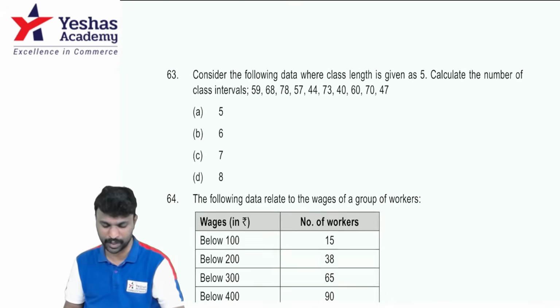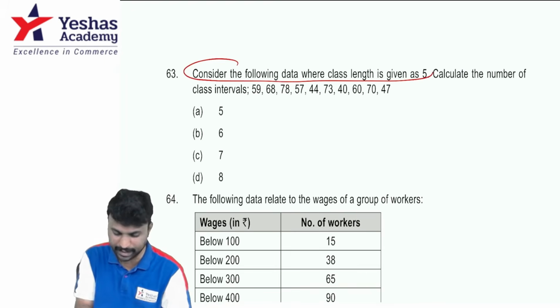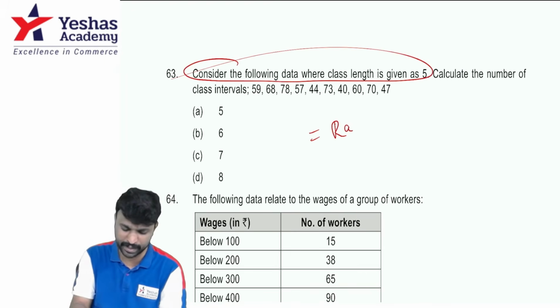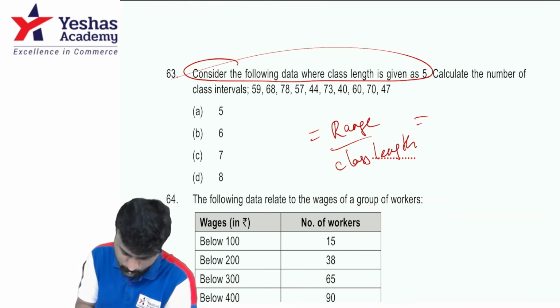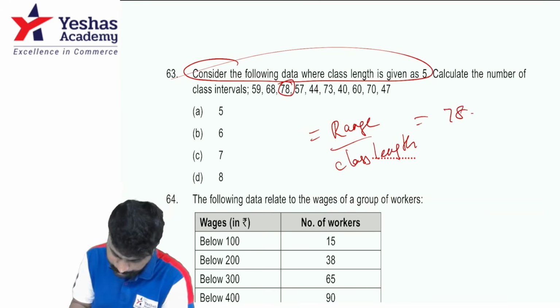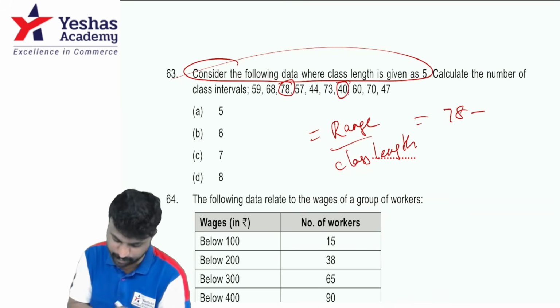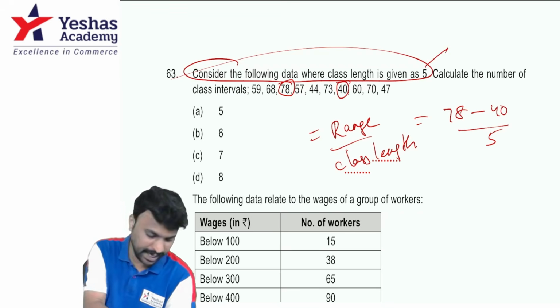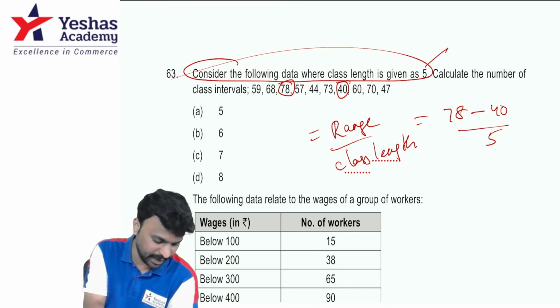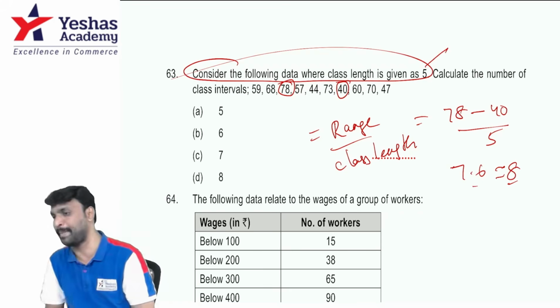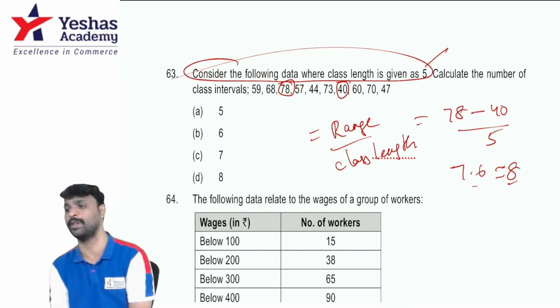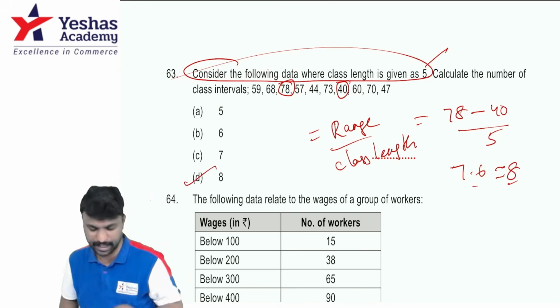Guys, 63rd question. We need to find the number of class intervals. Guys, what's the formula for number of class intervals? Range by class length. What is the range? It is the highest value minus the lowest value. What's the highest value among this? 78, minus the lowest value among this, 40, correct? Divided by the length of the class, which is 5. So 38 divided by 5 gives you 7.6. So obviously it is always rounded up. Even if it is 7.2, it is still 8. Option D is the right answer.